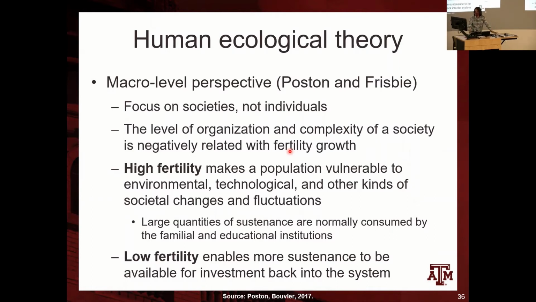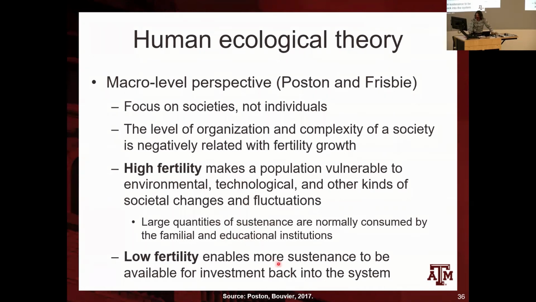High fertility makes a population vulnerable to environmental, technological, and other kinds of societal changes and fluctuations. Large quantities of sustenance are normally consumed by the familial and educational institutions. So in more complex and organized societies, we need more resources to survive. We start consuming more. In more complex societies, we consume more. Not just in terms of food at the family level, but we consume more services, such as educational services, health services, and everything. So high fertility would put pressure on our society. So we, as a whole, decide to have fewer children.